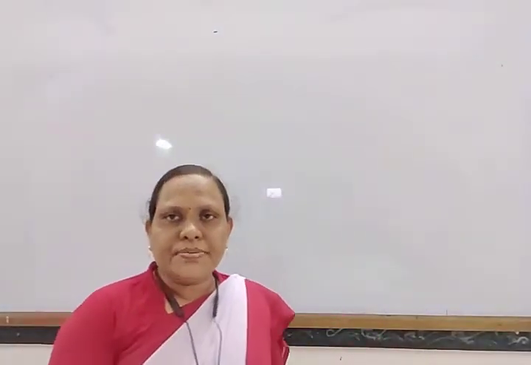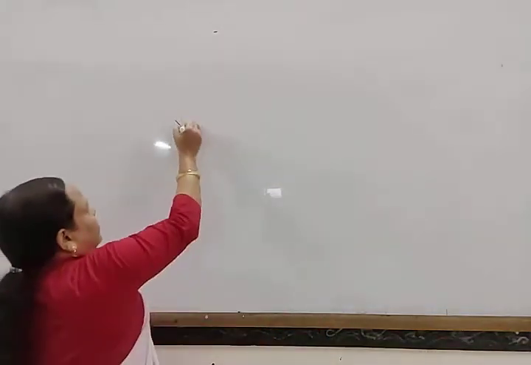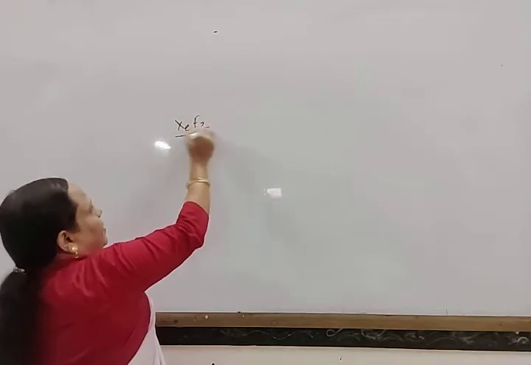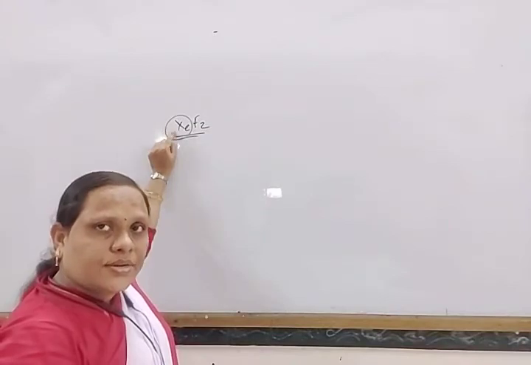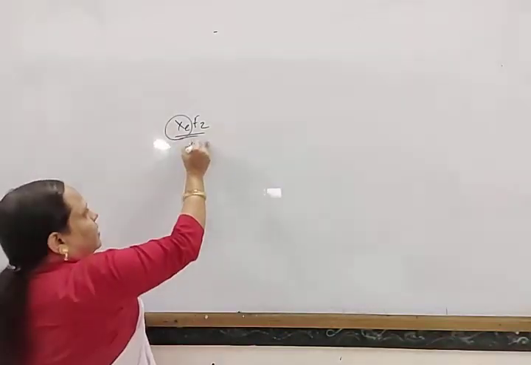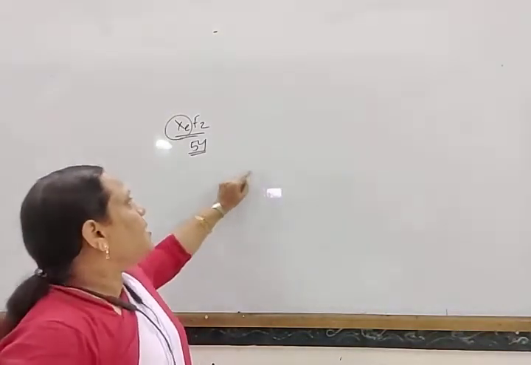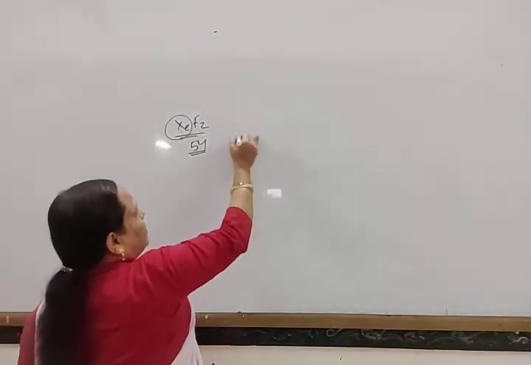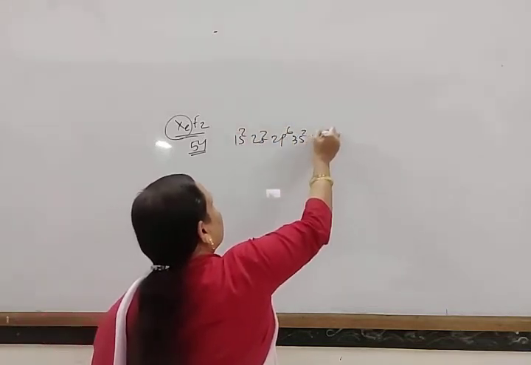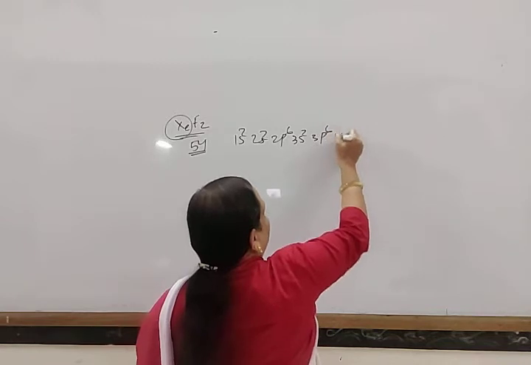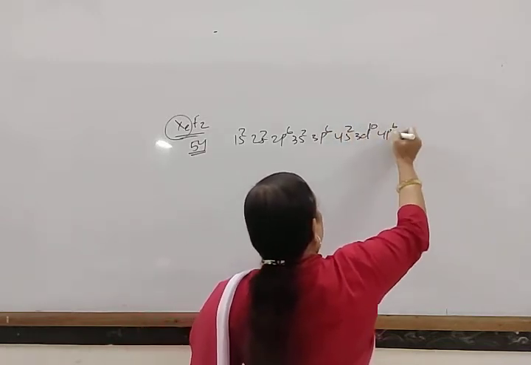Here I am going to explain the shape of another molecule, XeF2. You know xenon is an inert gas, and its atomic number is 54. You can write down its electronic configuration. The electronic configuration of xenon is 1s2, 2s2, 2p6, 3s2, 3p6, then 4s2, 3d10, 4p6.